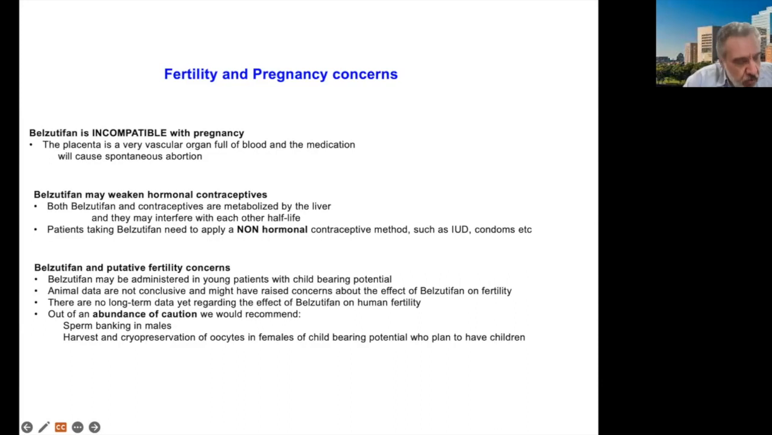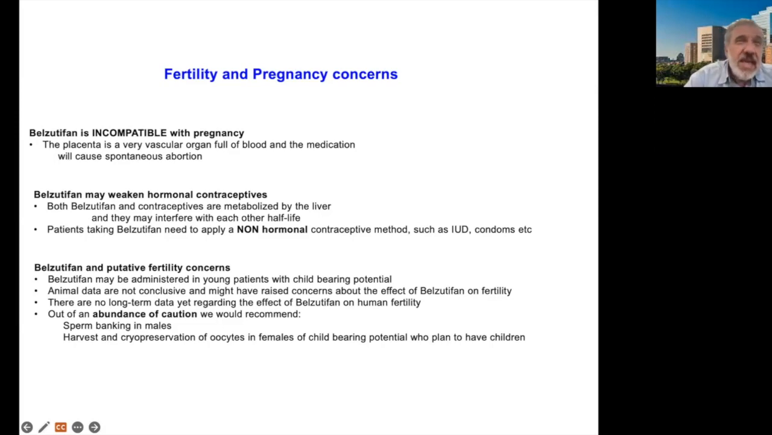And there is a small concern, which is theoretical, about the potential effect of belzutifan on fertility. This concern was raised because most of the times we give chemotherapy for advanced disease, essentially we're trying to save life. Here, we're giving therapy not only to save the life of the patient, because this is a form of targeted therapy, but to guarantee a quality of life for the patient. So the ability to remain fertile as a young individual is very important.